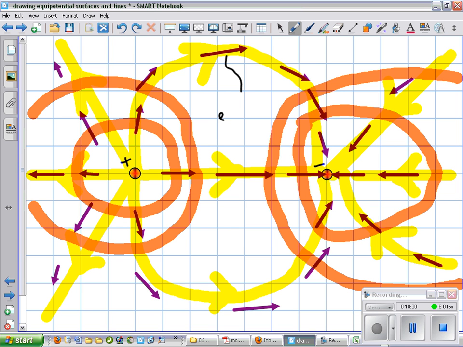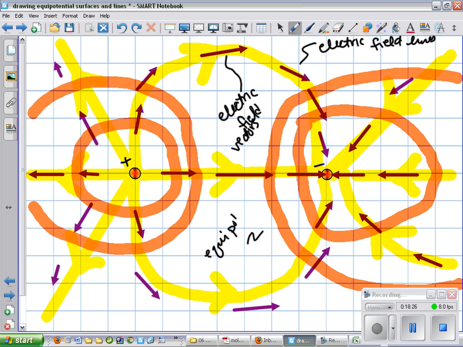So we have these things, which are electric field vectors. We have the yellow that are electric field lines. And we have the orange that are equipotential surfaces. And that is an electric field map.